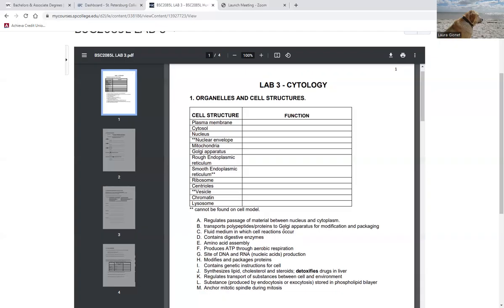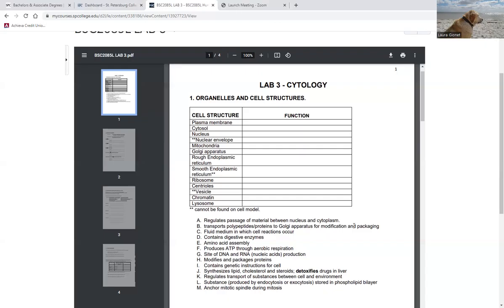B, transports polypeptides, proteins to the Golgi apparatus for modification and packaging. So those terms, we love this. Modification and packaging is going to be the rough endoplasmic reticulum. The modification and packaging is occurring in the Golgi apparatus, though. But when they say transporting to the Golgi apparatus for modification and packaging, then we're going rough ER to the Golgi apparatus. Okay, C, the fluid medium in which cell reactions occur. That is the cytosol.